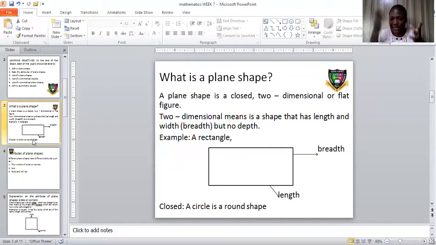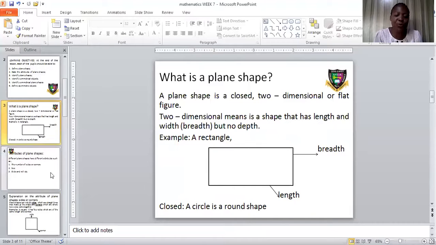It is a closed 2-dimensional or flat figure. We said 2-dimensional means it is a shape that has length and breadth or width, but no depth. Now the length is the line from the right to the left, while the breadth is the one from the top to the bottom. And closed means round shape.